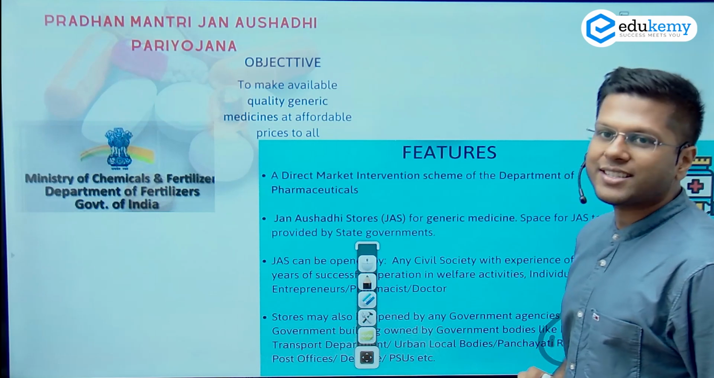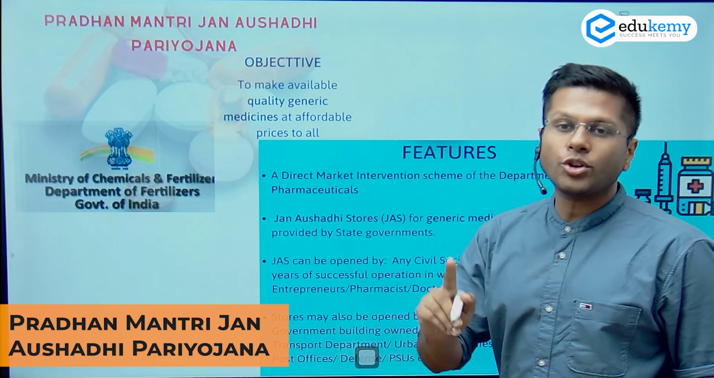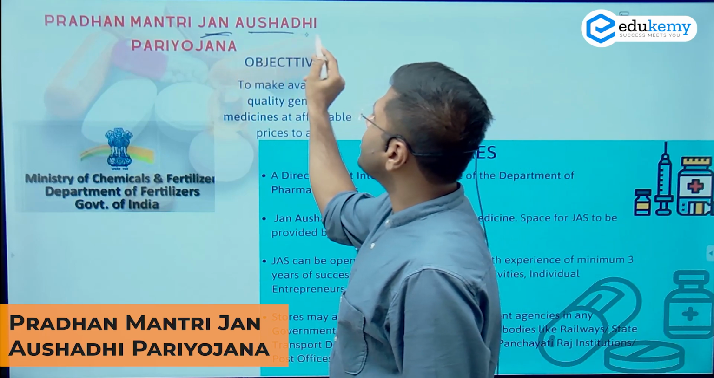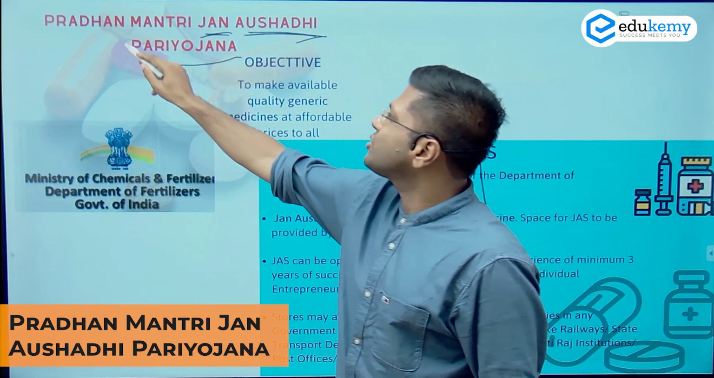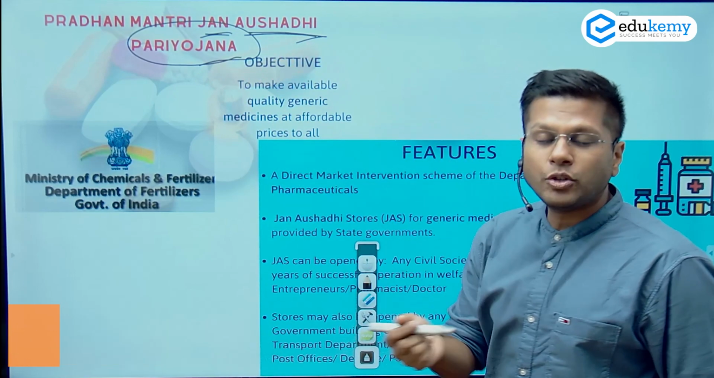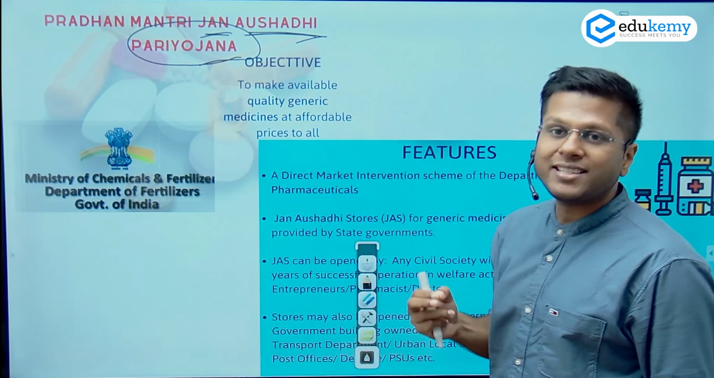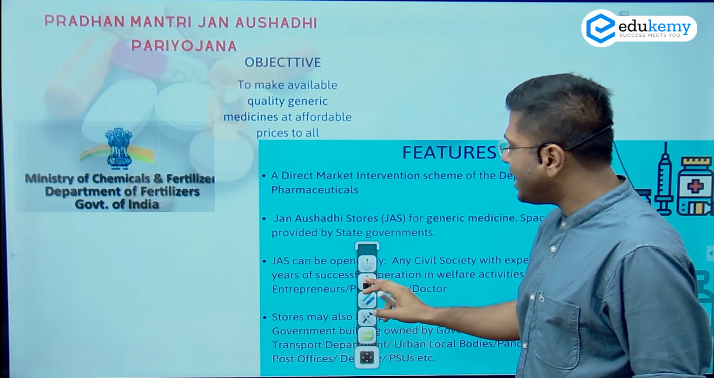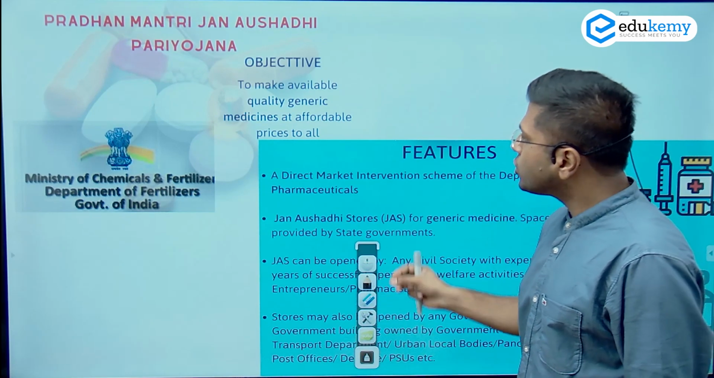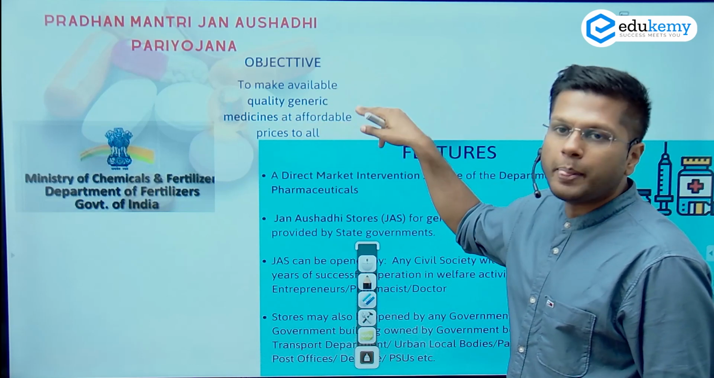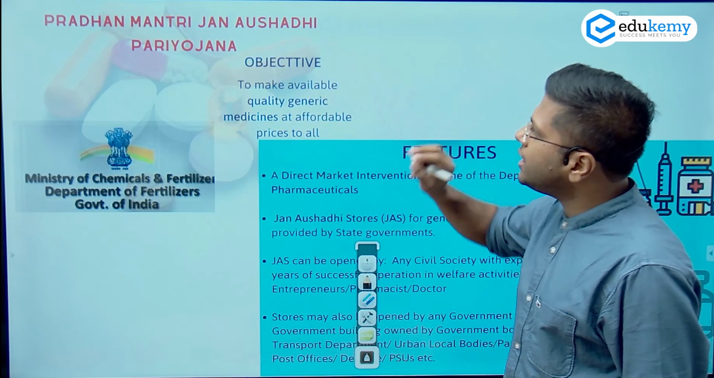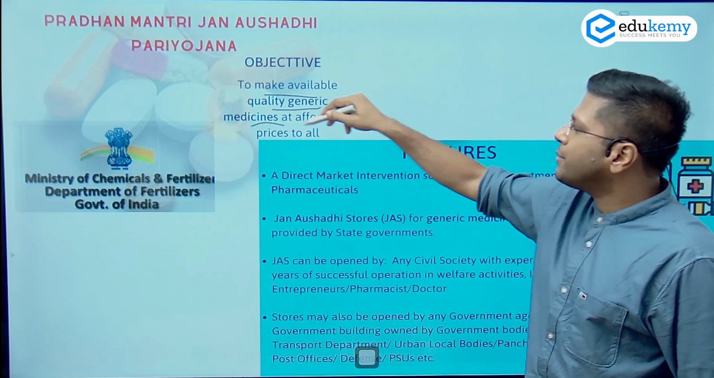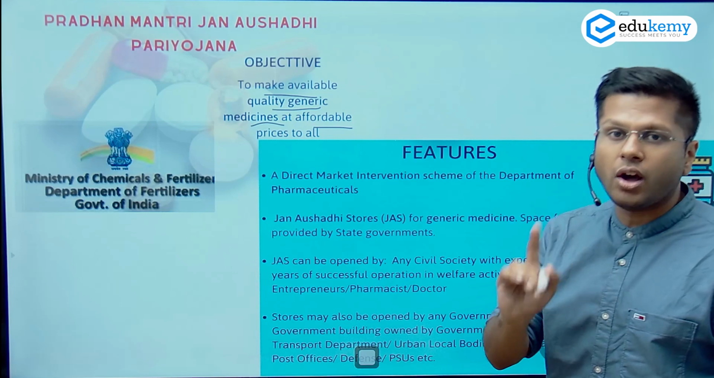And the last one that we discussed today is the Pradhanmantri Jan Aushadhi Yojana, right? This scheme is for Jan, people, Aushadhi, medicine, Pariyojana, right? So it's a master scheme for people to be able to afford the Aushadhi medicines. So we are talking of affordable medicines. Affordable medicines largely are generic medicines, right? So generic medicine distribution to people has to be done through the Pradhanmantri Jan Aushadhi Yojana. Look at the objective, very simple: to make available quality generic medicines at affordable prices to all.